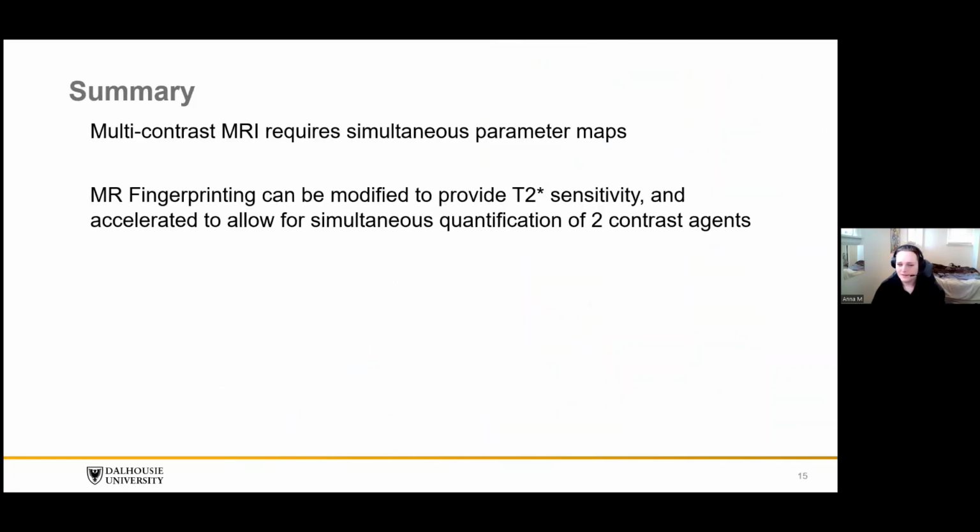And so just a quick summary of what I've shown today. If we want multi-contrast MRI, we need to quickly produce simultaneous parameter maps. And we have modified MRF to include T2 star sensitivity to allow one of these contrast agents to be SPIO, and accelerated the sequence to a point where it should be applicable in vivo.